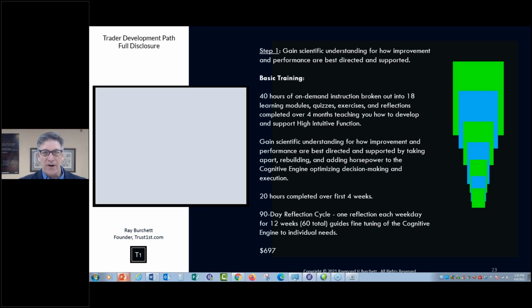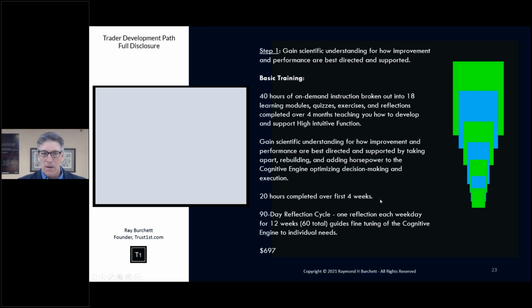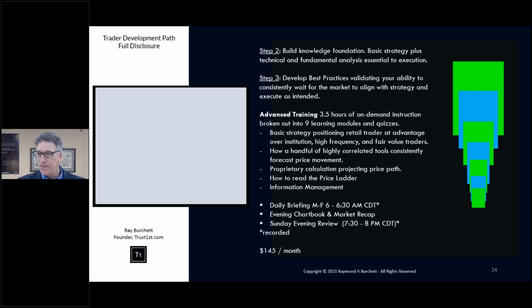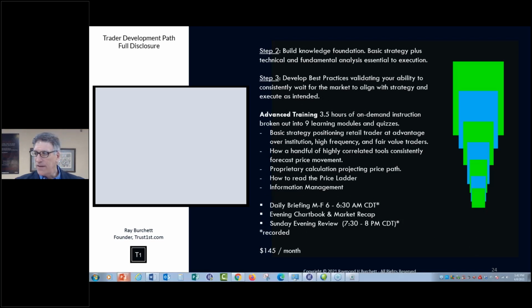And then a week from Saturday, I'm doing advanced training, from 9 until 4 in the afternoon. I'll take you through a basic strategy, putting the retail trader at an advantage over institutions: high-frequency fair value. You'll learn how a handful of highly correlated tools forecast price movement, a proprietary calculation projecting the path prices are expected to follow. And I'm going to show you that right now.